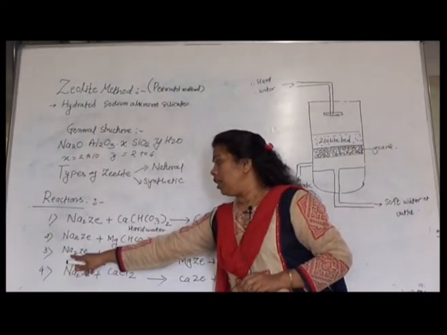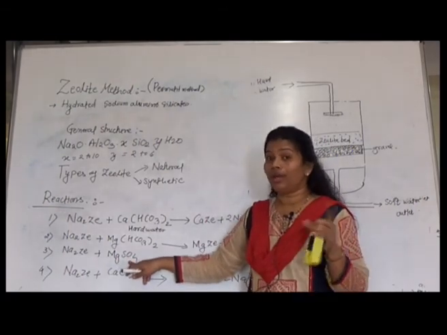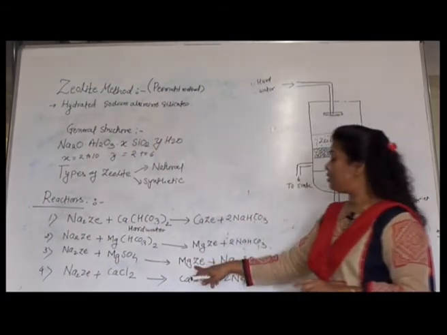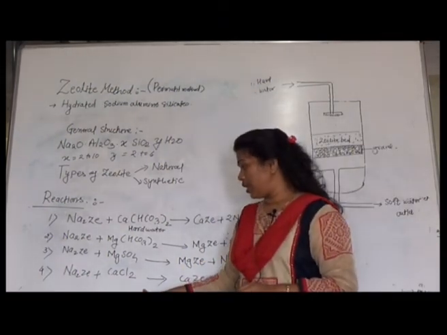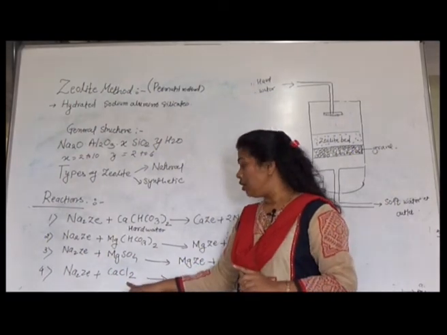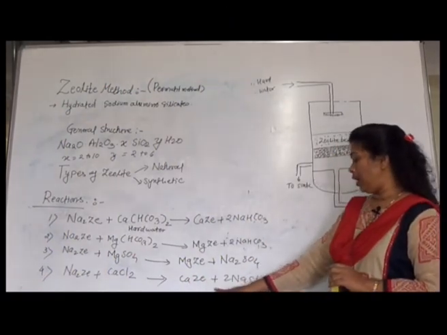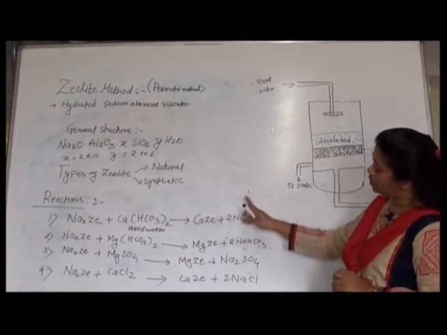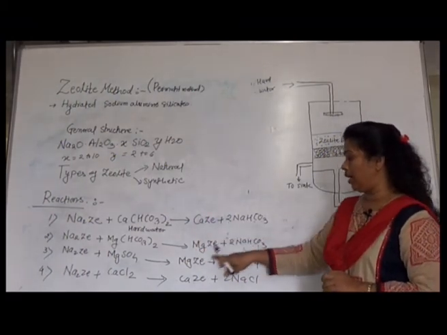Then Na2Ze plus MgSO4. MgSO4 is a permanent hardness causing salt. It forms magnesium zeolite and Na2SO4. In the next reaction you can see CaCl2. CaCl2 is also a permanent hardness causing salt. It again reacts with Na2Ze and forms calcium zeolite plus 2 NaCl. So in these reactions we can see the formation of the exhausted zeolite.